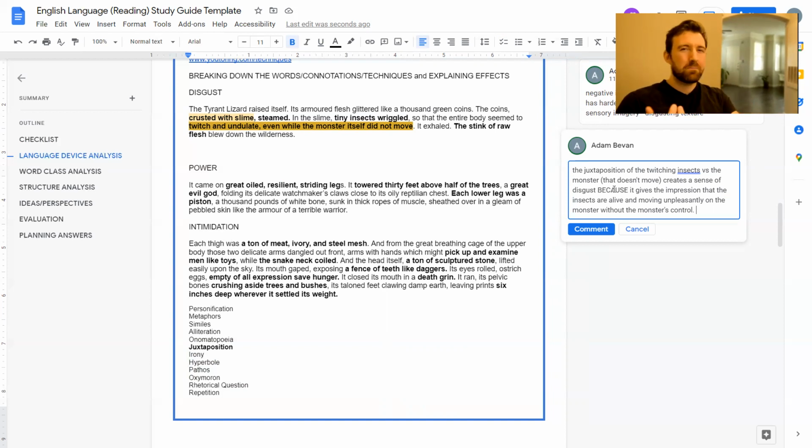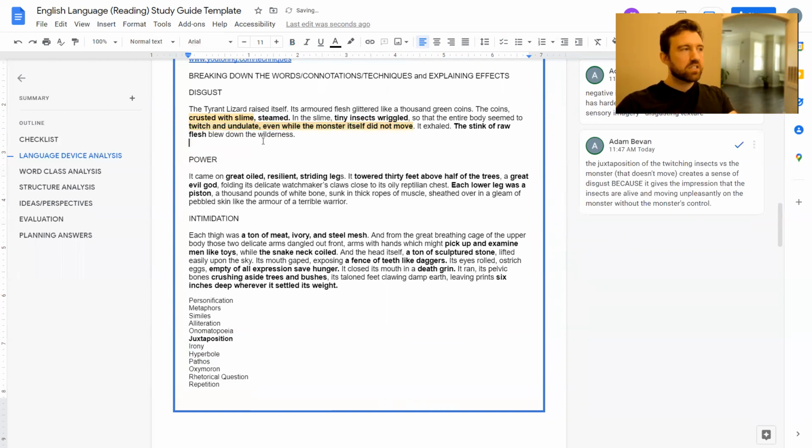It's just really unpleasant and disgusting and gross. So that's another one for disgust. Now, disgust, I will admit, is a fairly niche thing to be looking at. Most of the time, most of the pieces aren't going to specifically look at disgust. A lot of pieces will be looking at the power of something, the intimidation of something. So that's why I've done those two as the next two.